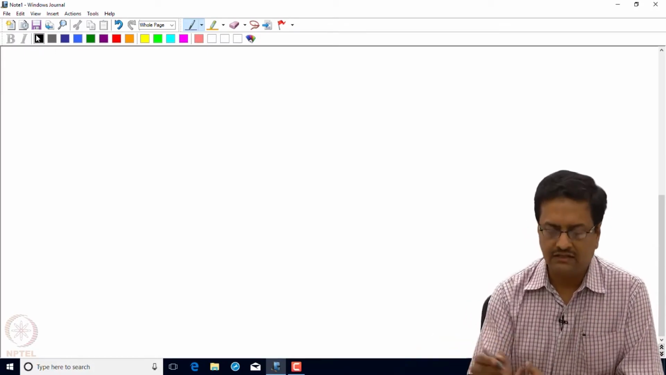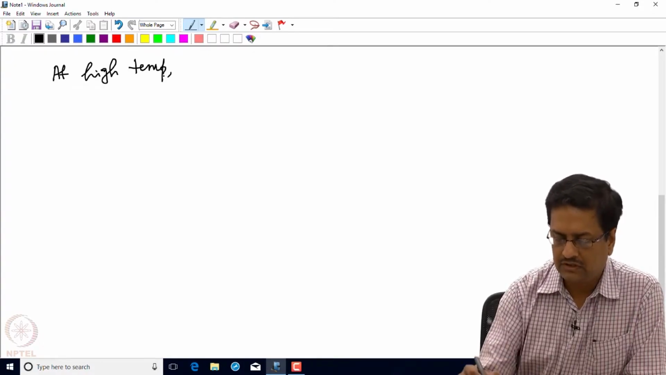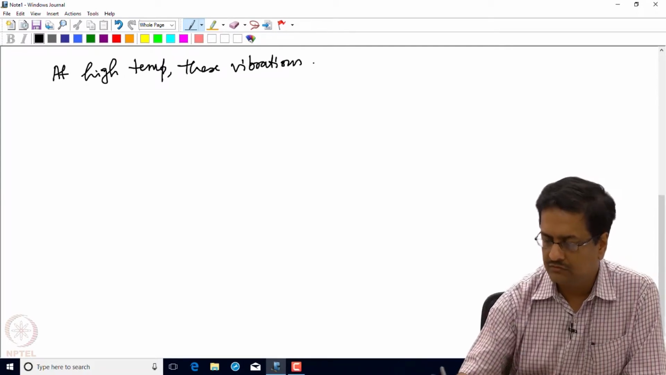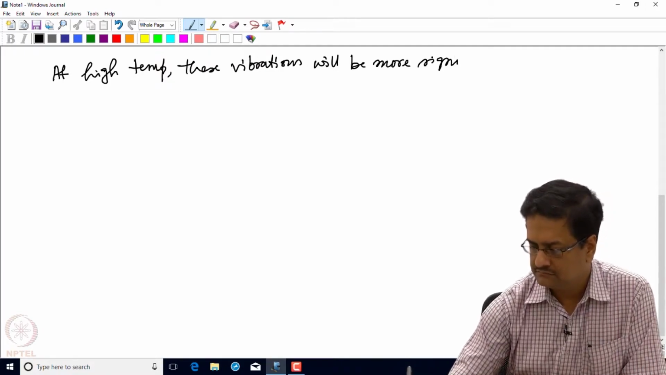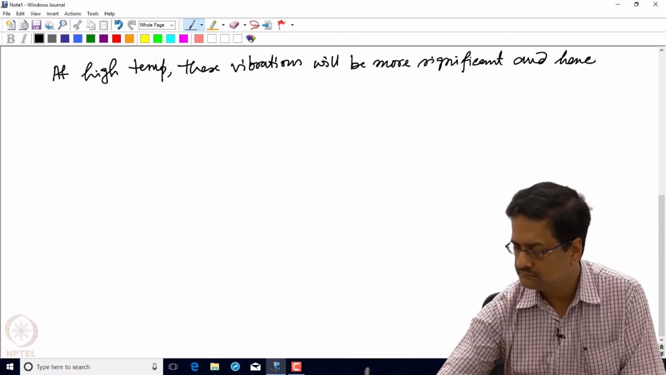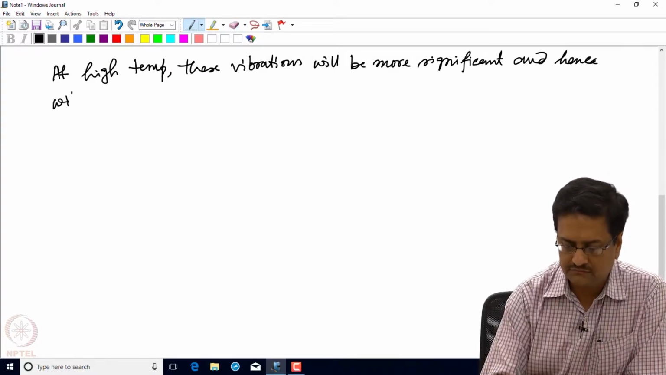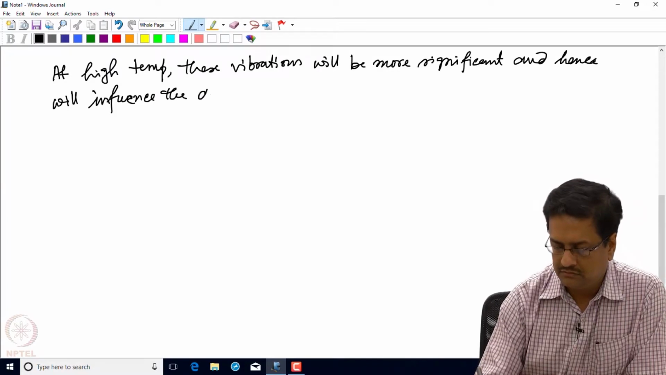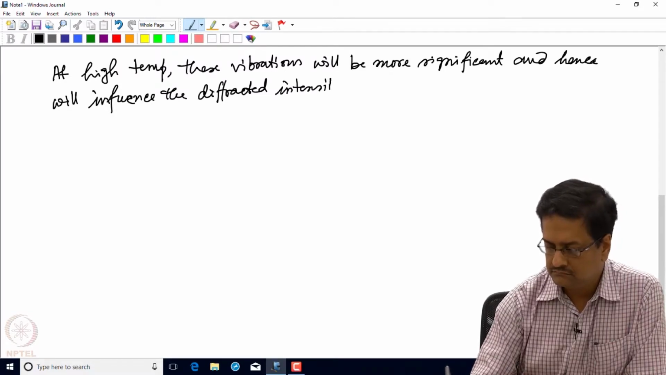It is very clear that at high temperature, these vibrations will be more significant, and hence will influence the diffracted intensity more.